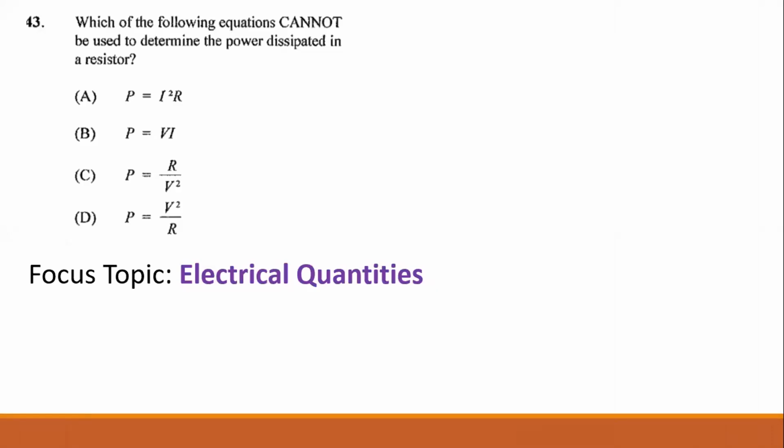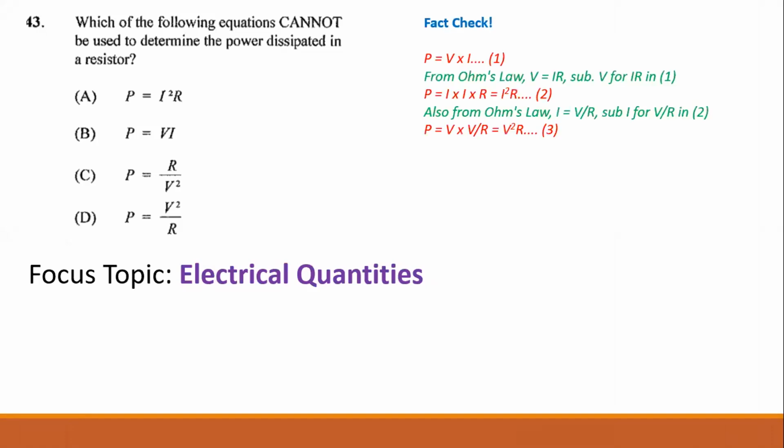All right. Number 43, sorry. Which of the following equations cannot be used to determine the power dissipated in a resistor? Now, we know that power can be calculated by multiplying the voltage by the current, and then we can use Ohm's law to substitute, and we can end up with power equals the square of the current times the resistance. We can also substitute I for V over R, which would give us V squared over R. So A, B, and D can be used to determine the power, but option C cannot.